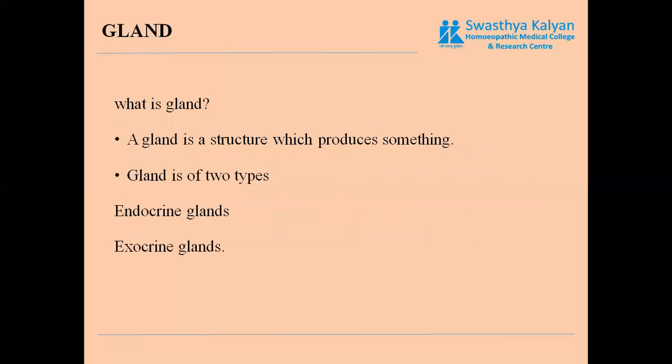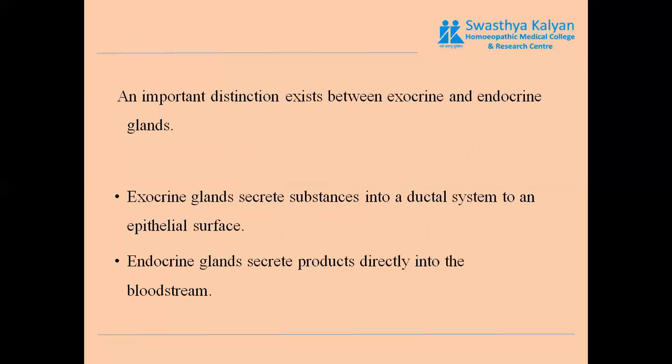Now gland. What is gland? Basically, gland is a structure which produces something. And gland is of two types, endocrine gland and the exocrine gland. Now, an important distinction exists between the endocrine gland and the exocrine gland. हमने बात करी what is gland? Gland is a structure that produces something. दो types के होते हैं gland, endocrine gland and the exocrine gland. जो endocrine gland होते हैं वो होते हैं ductless gland. Endocrine glands are the ductless glands and exocrine glands have ducts.